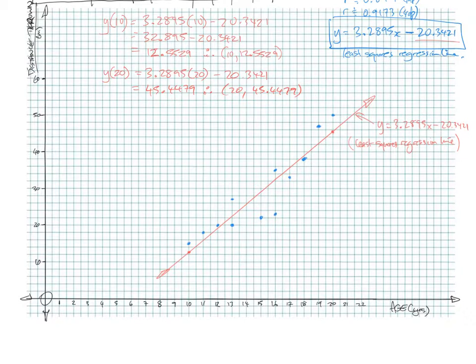1, 2, 3, 4, 5, 6, 7. 7 dots above. 1, 2, 3, 4, 5. 5 dots below, so not exactly. Let's see. This could be due to inaccuracy of my drawing. That point looks like it may have sat on the line. If that point was on the line, then you'd have 6 above and 5 below. You'd have a more even number.